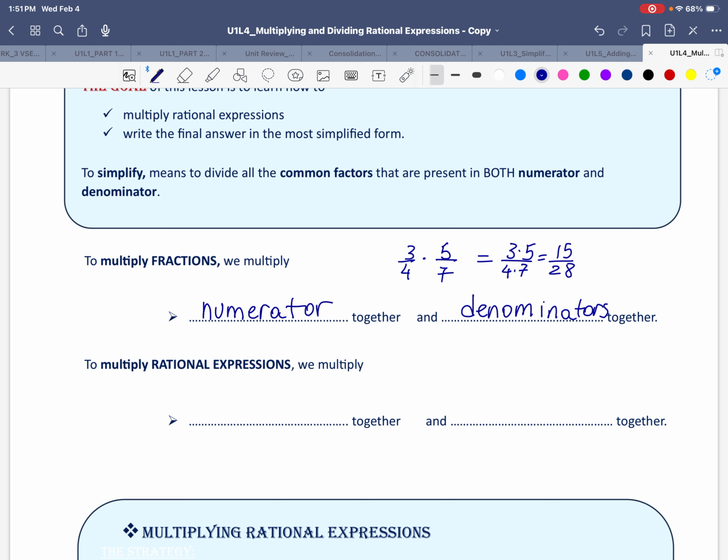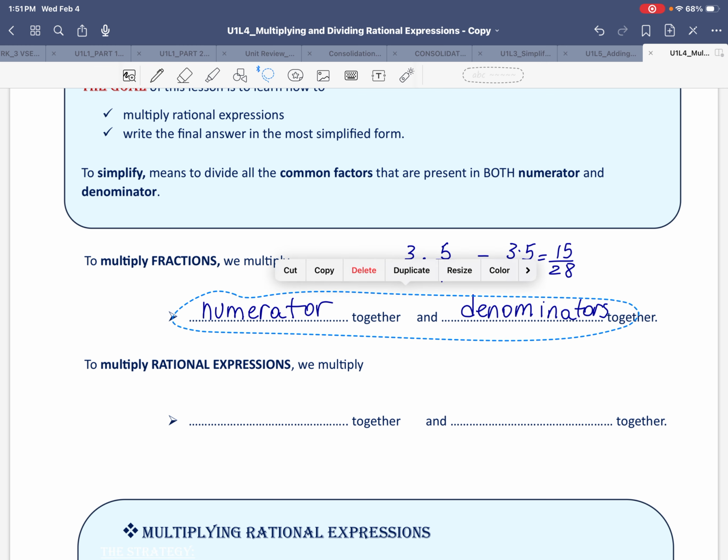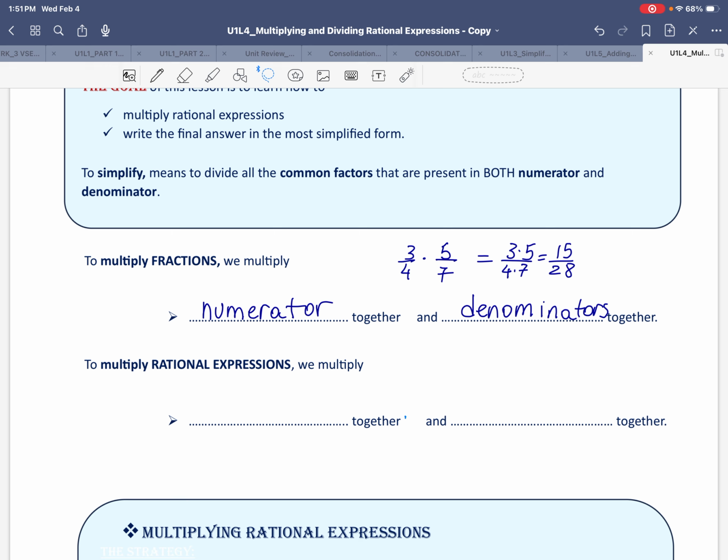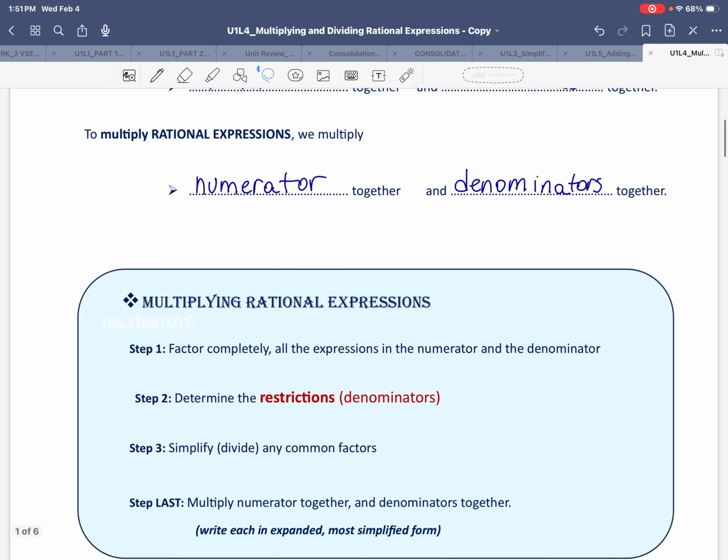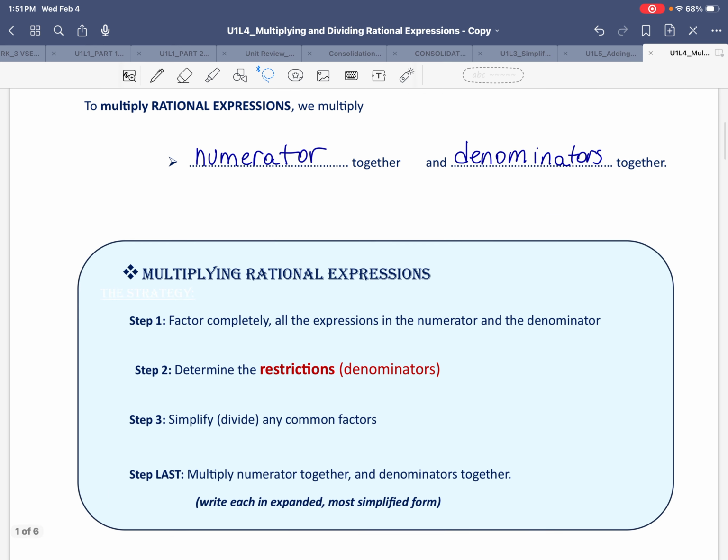Now, when you multiply rational expressions, you basically do the same thing. So you multiply the numerators together and denominators together. I'm just going to copy and paste this one here because it's basically the same thing. Now, obviously, because rational expressions are not mere numbers, then we have to treat them a little bit differently, and that's what we're going to talk about in this lesson.